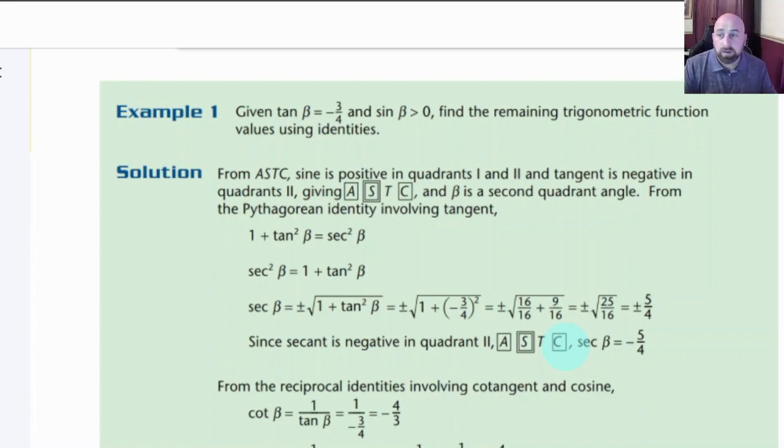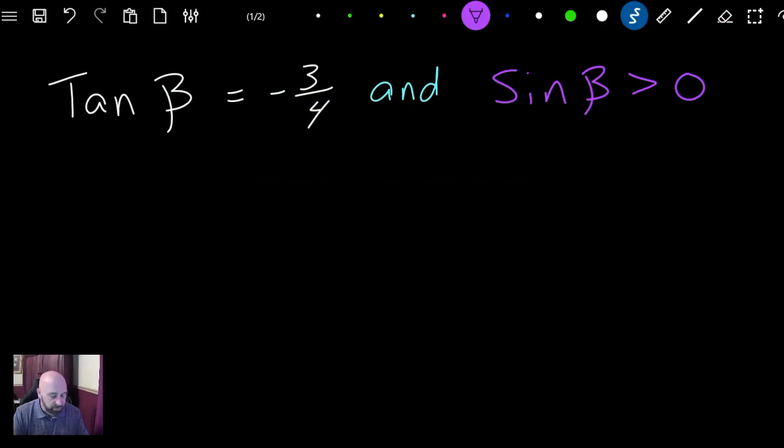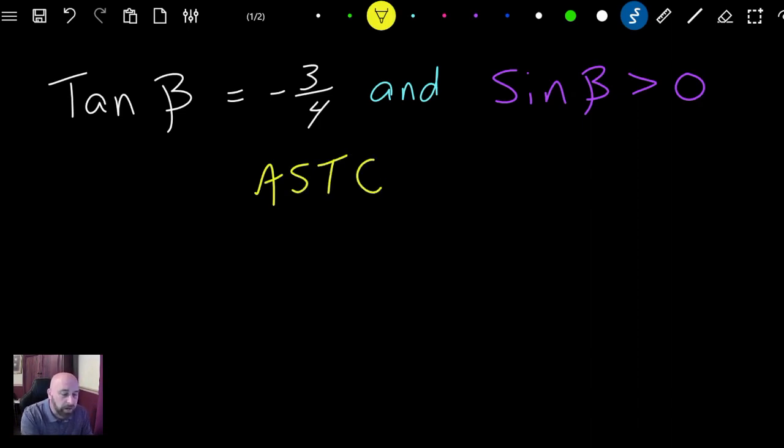Okay, so let's go ahead and look at this question. Given tangent of beta equals negative 3 over 4 and sine of beta is greater than 0, find the remaining trigonometric functions. All right, so the first thing that we want to do is use our All Students Take Calculus. Let's jump over here and find out what quadrant we are dealing in. So let's use All Students Take Calculus. Let's find out where we're at.